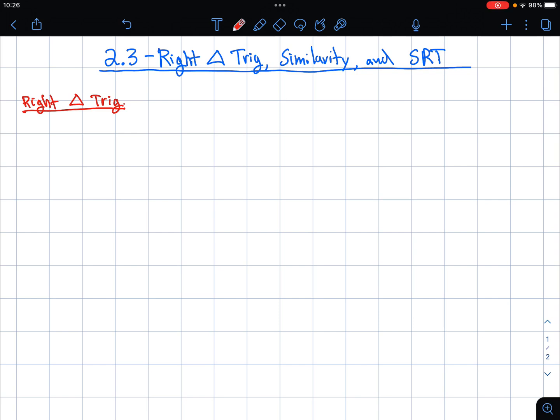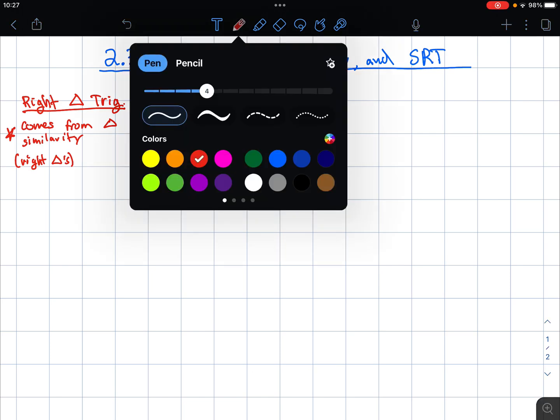So the first important thing to remember is that right triangle trigonometry comes from triangle similarity. That is a really, really important thing to understand. And I'm going to take you through that in a second. In our case, we're just focusing on right triangles, so they will all have an angle of 90 degrees. So let's take a look.